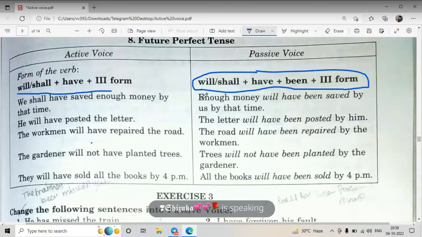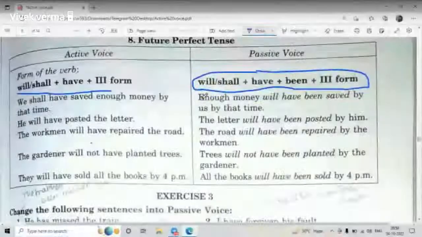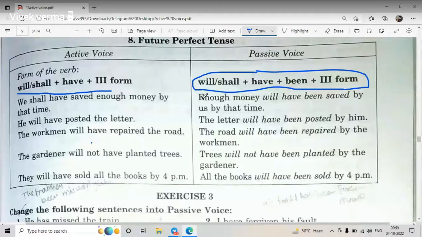Yeah, can I go? Yeah, sure. No need to ask for permission. You can simply say. So my sentence will be, at the age of 25, I shall have found my life partner. And the passive voice will be, at the age of 25, my life partner will have been found by me. Is it correct? It looks correct. Very good sentence.